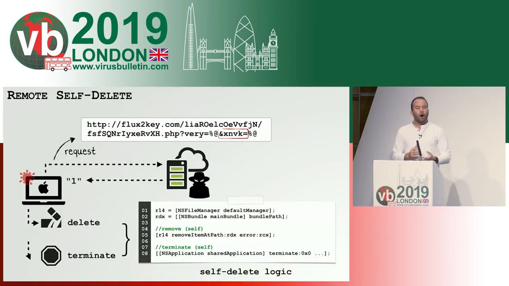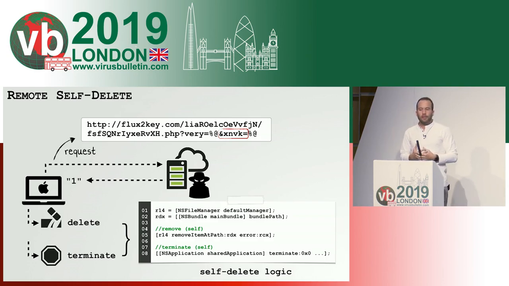Finally, the backdoor can also be remotely uninstalled by some embedded self-delete logic. So every time the malware starts up, it connects out to the command and control server and makes a request to a certain API endpoint. If the response from the server from this API is a 1, this tells the malware to self-delete. So the malware will first uninstall itself and then terminate.